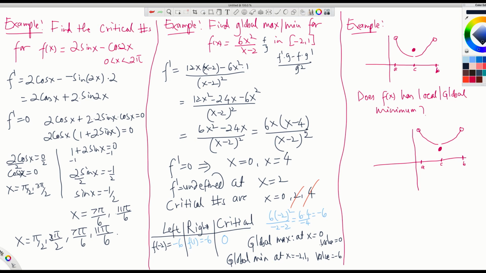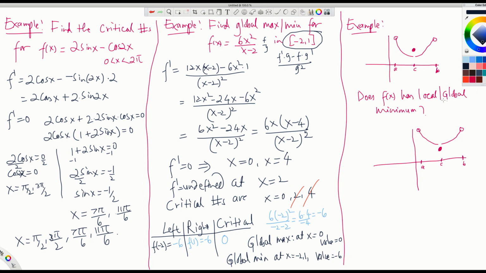And after you do that, you plug in all the critical numbers and all the endpoints into the original given function, and then see which one is the maximum and which one is the minimum, and in that way you will find out the global max or global min. But when you plug in the critical numbers, plug in only those critical numbers that lie in the given interval or the given domain. Okay, let us look at the last example of this section.